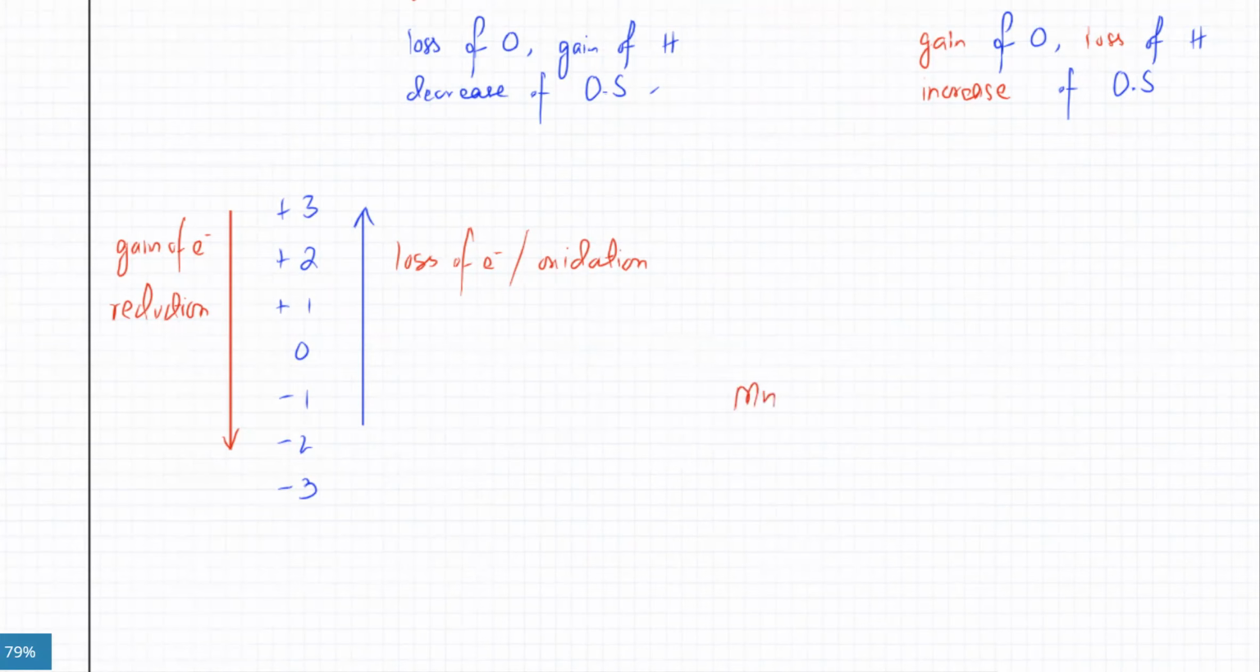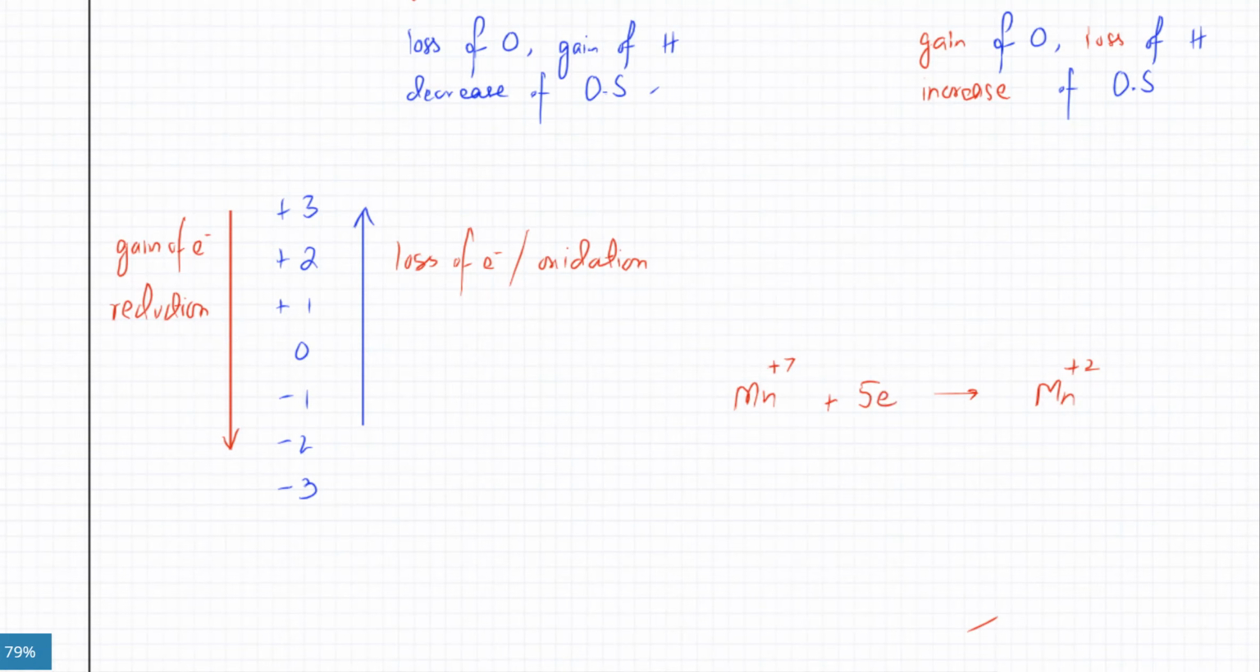Can anyone quickly tell me, if Mn changes from +7 to +2, what's going on? Oxidation or reduction? Reduction. Okay, that's reduction. So whenever the charge is decreasing, that's a gain of electrons. And how many electrons are gained? 5. Okay, 5 electrons are going to be gained over here.